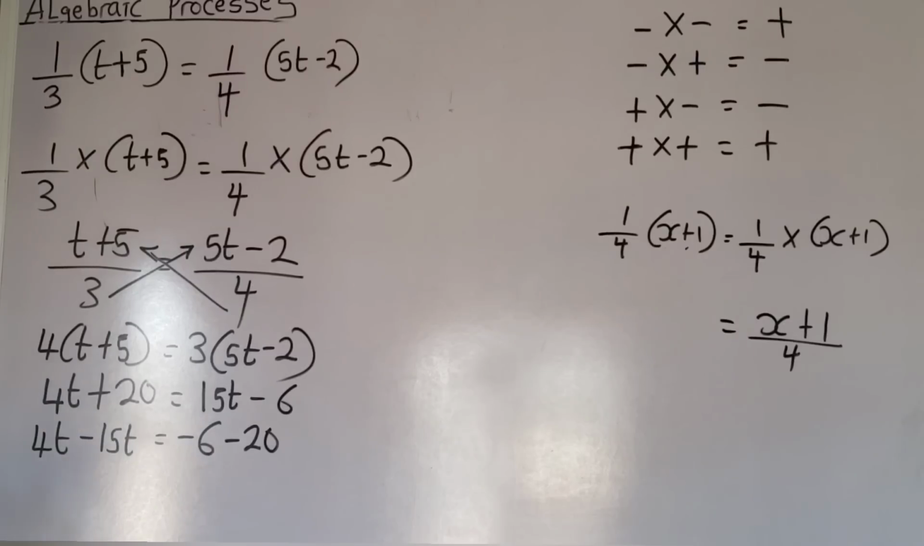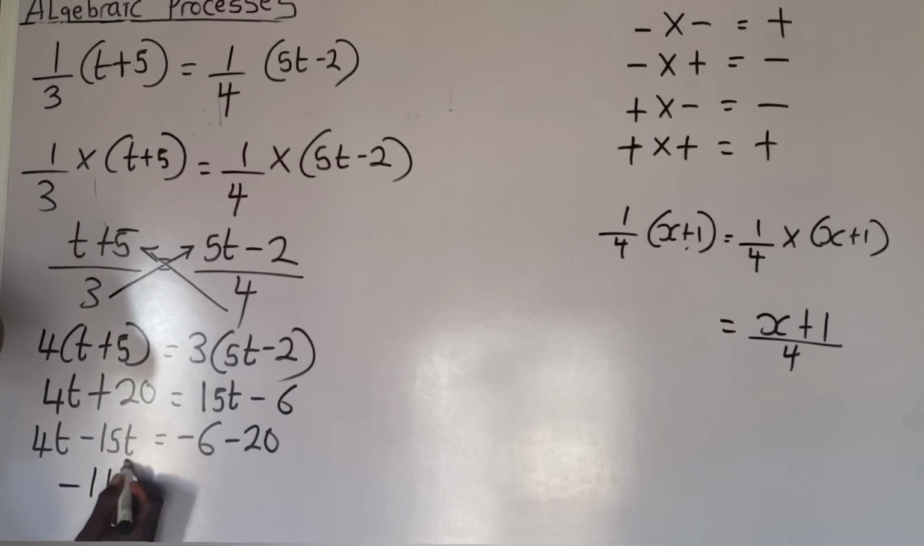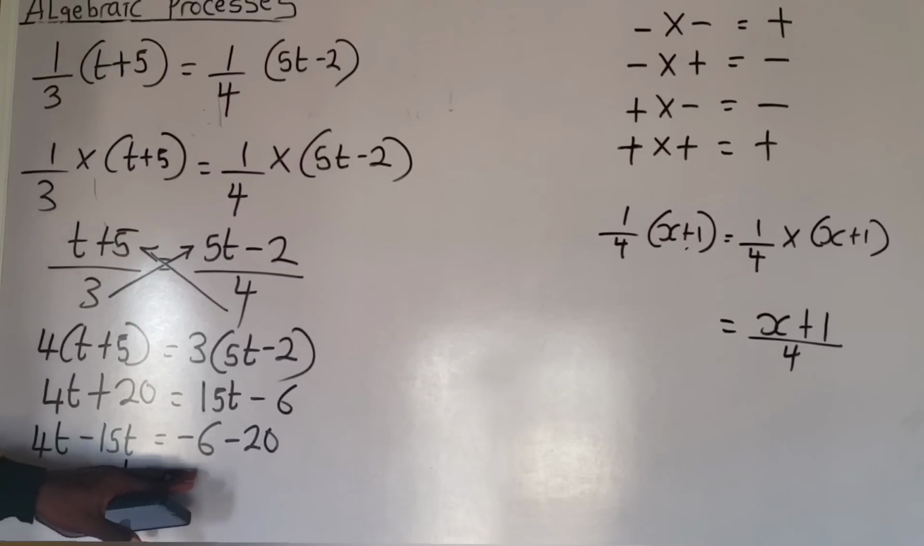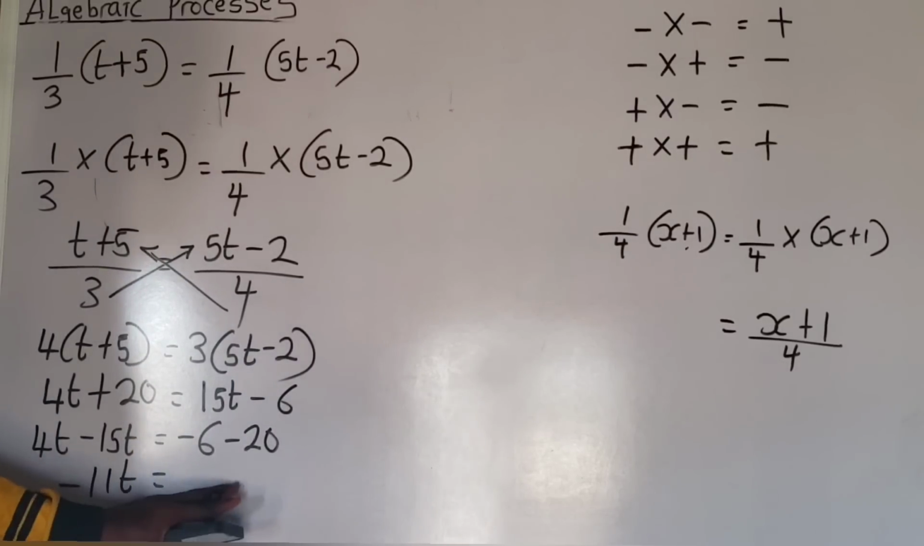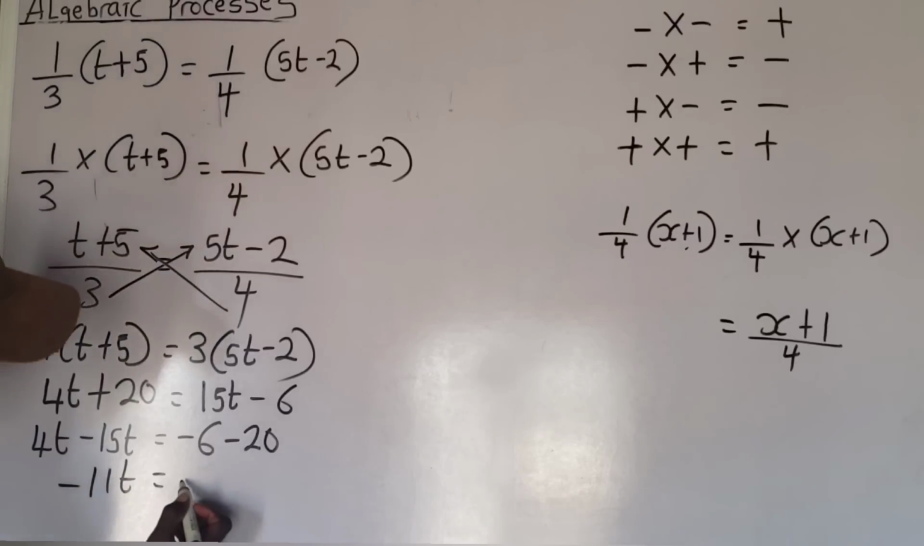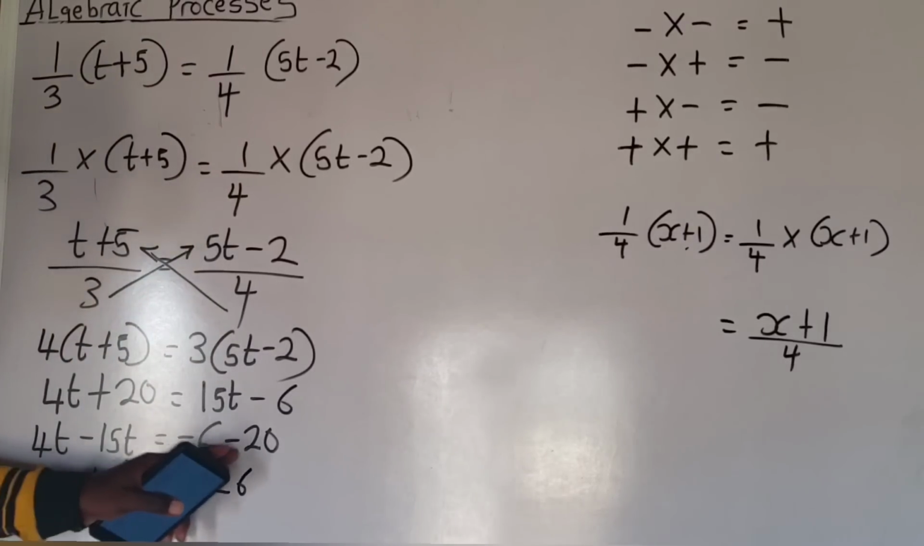Now let's use this analogy. Let's say you are owing someone 15 naira and you have 4 naira. If you pay the 4 naira, how much are you going to be owing? That means you are going to be owing 11 naira. You understand? That's it. So 4t - 15t gives negative 11t. So for this, I'm going to have -11t equals, now we have negative 6 negative 20. Let's say you are owing someone 20 naira, you are owing another person 6 naira. How much are you owing altogether? You are owing 26 naira. That is why we are going to have negative 26.